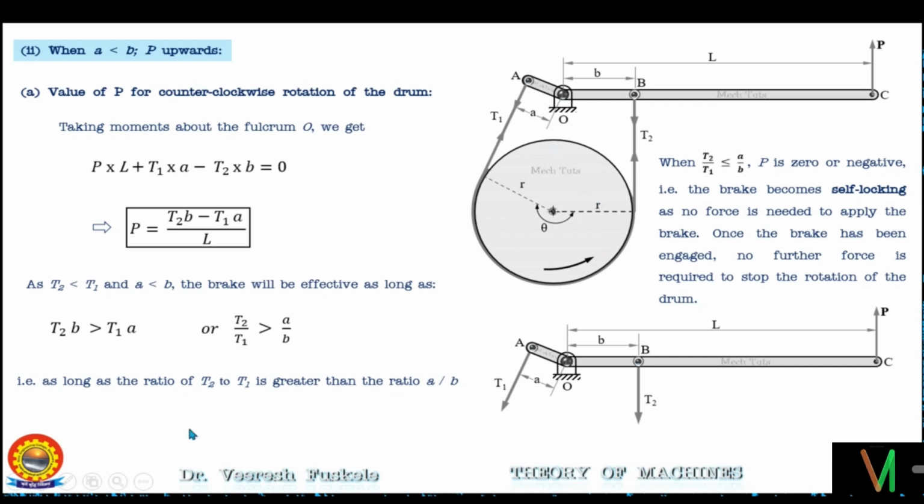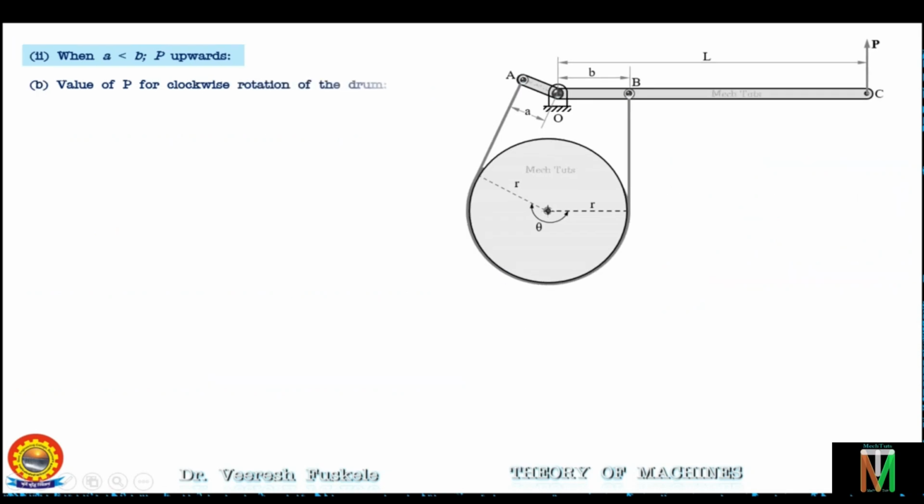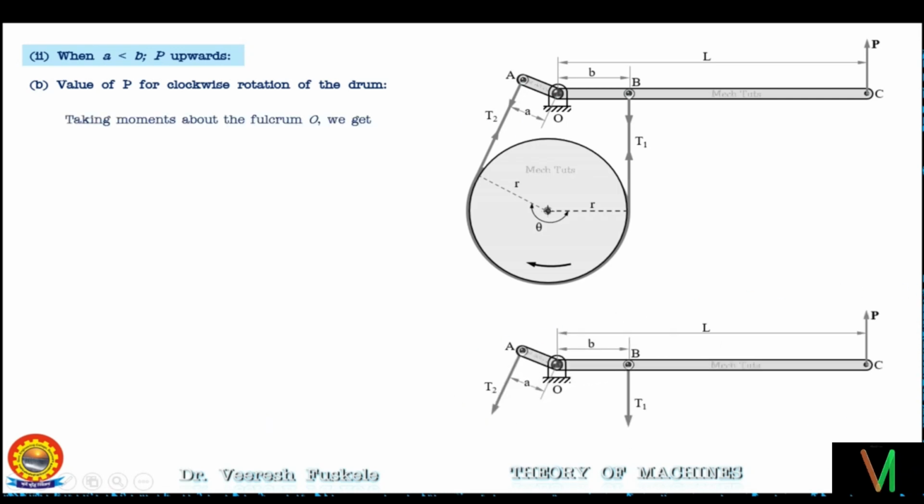So moving ahead with the clockwise rotation of the drum. When the drum is rotating in the clockwise direction, this side of the band will become the tight side and this side of the band will become the slack side. The tight side has the tension T1 and the slack side has the tension T2. This will be the free body diagram of the lever in this case, having forces again P, T1 and T2.